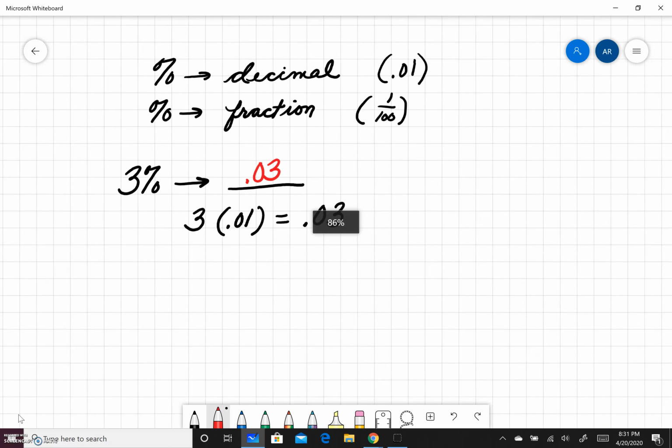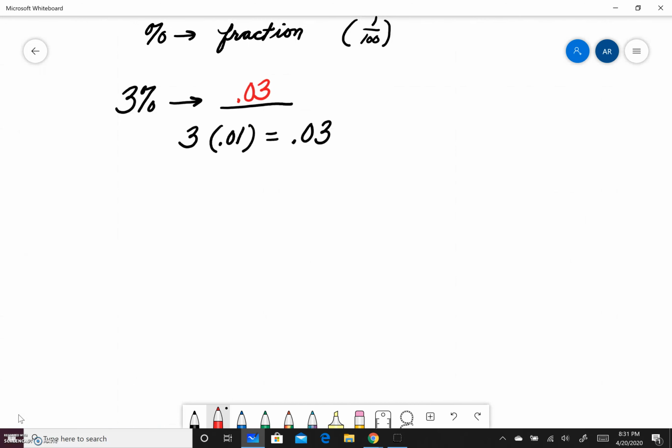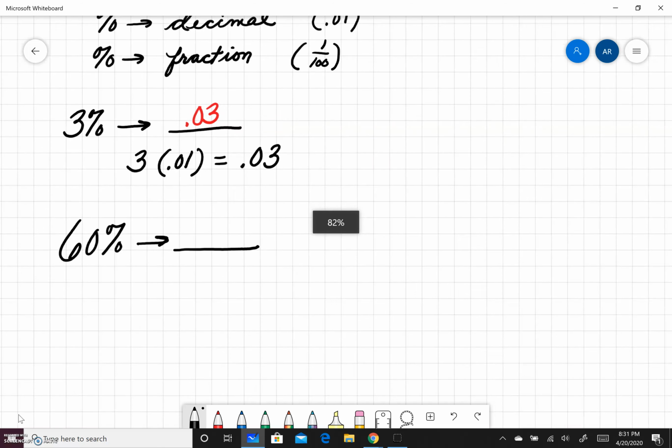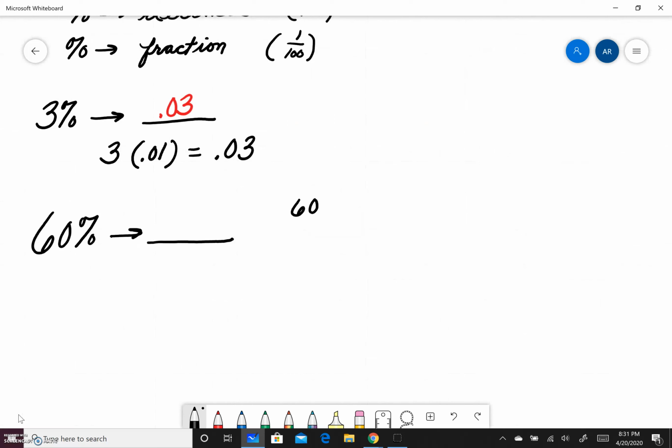Now, what if we had to take a percentage, 60%, and we want to convert that to fractional form? So the first thing you're going to do is, again, you have to multiply it by 1 over 100. So let's do that. So 60%, and we can put that over 1 times 1 over 100. Multiply across, you get 60 over 100. And we need to simplify that.